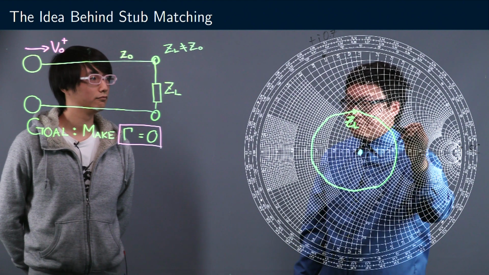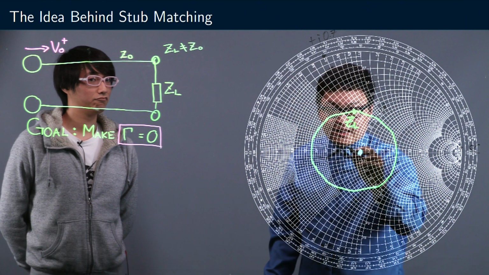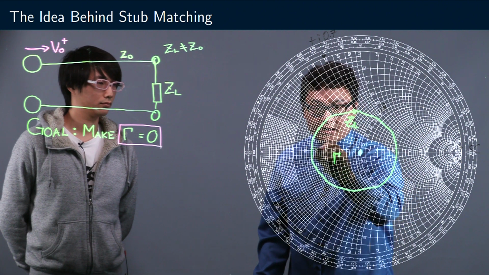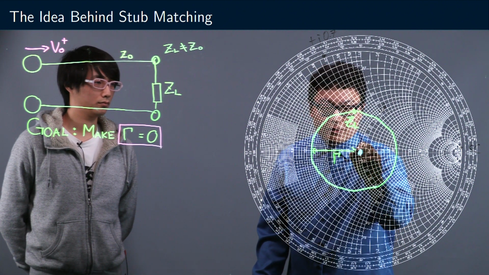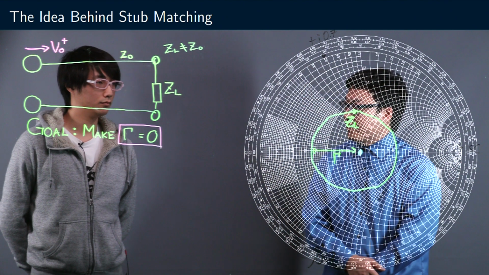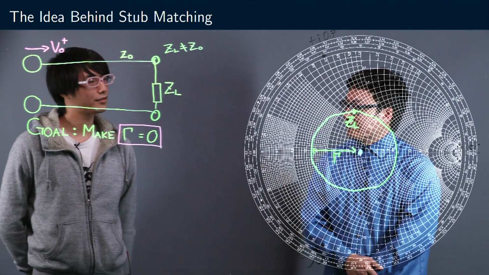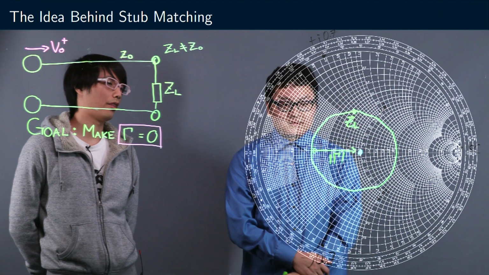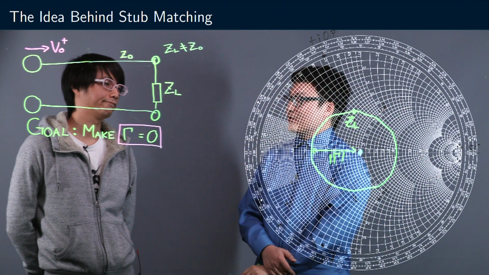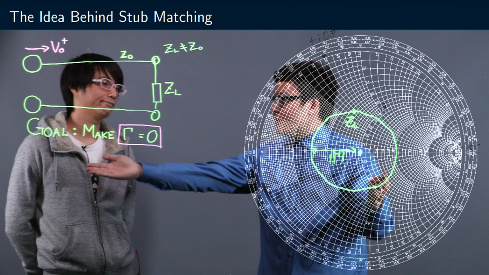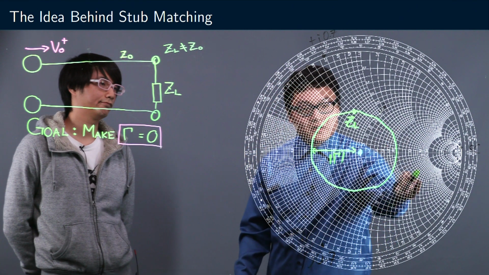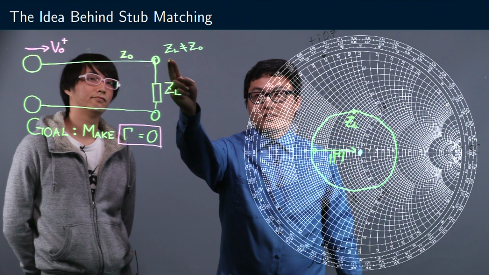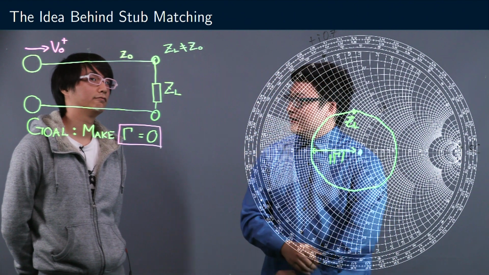I would agree. And we can say that at any point, the gamma can be read off from the distance to the center. But wait a minute, Sam. Doesn't that mean no matter how many times you rotate, gamma won't be zero and thus you'll have a reflection? That is right. So however long you make the line, wherever you look at on the line, there is a reflection whenever Z load is not equal to Z naught.